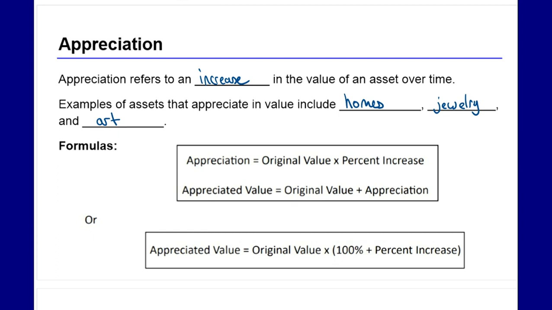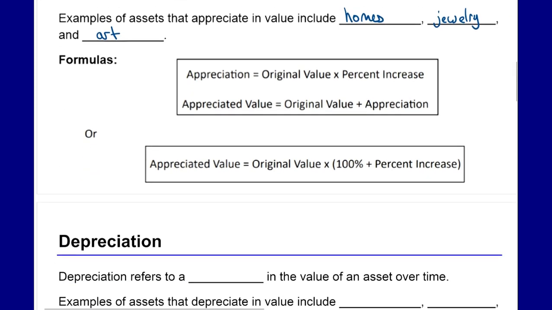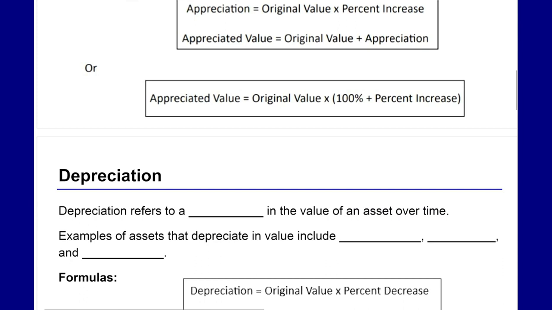There is another way we can do it. We can take the original value, multiply it by 100% plus the percent increase, right? So we're multiplying it by 100 plus something, and we do that in brackets first, before we multiply. This is basically a quicker way to find the new value of something, or the increased value. We're going to look at both methods so you'll see the difference between the two, and then you can choose whichever one you like.